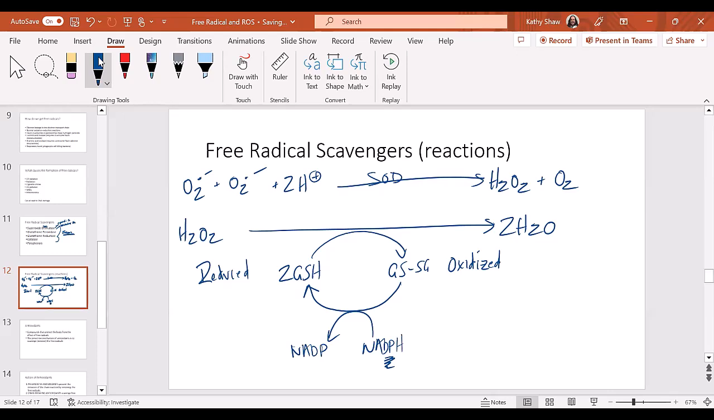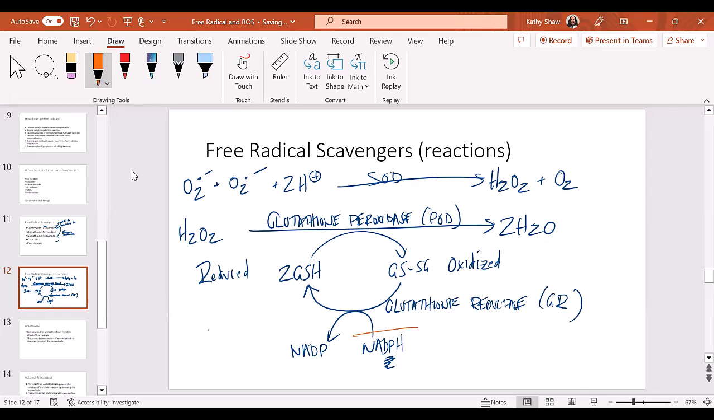So the enzymes that do all these steps: for this one, we have glutathione peroxidase, abbreviated POD. For this reaction, we have glutathione reductase. And we'll talk next try about where we're getting this NADPH.